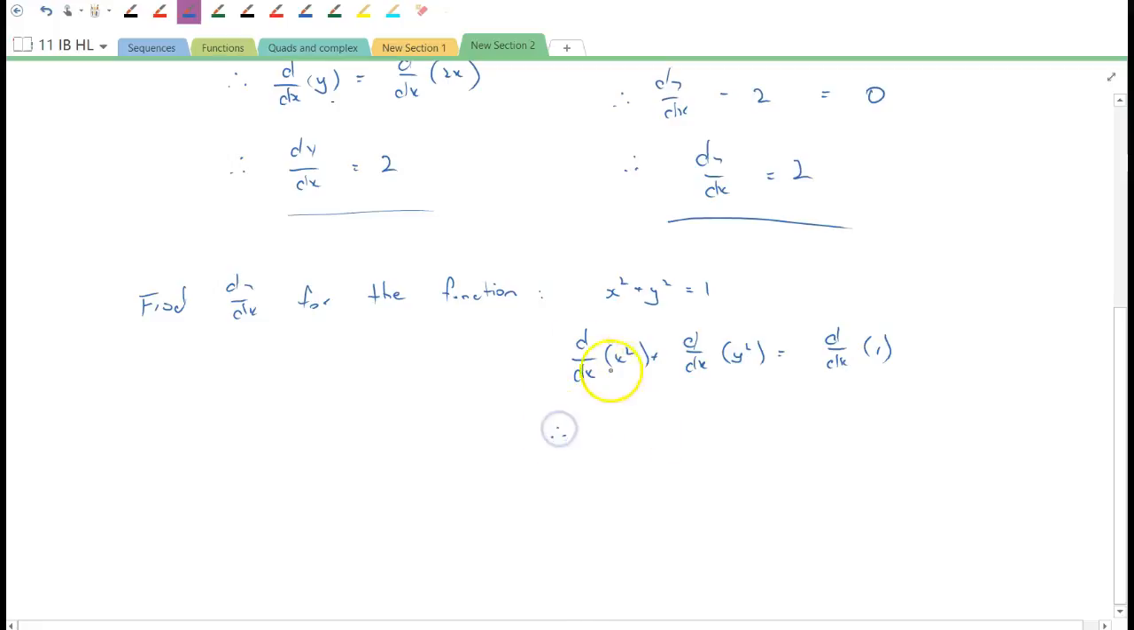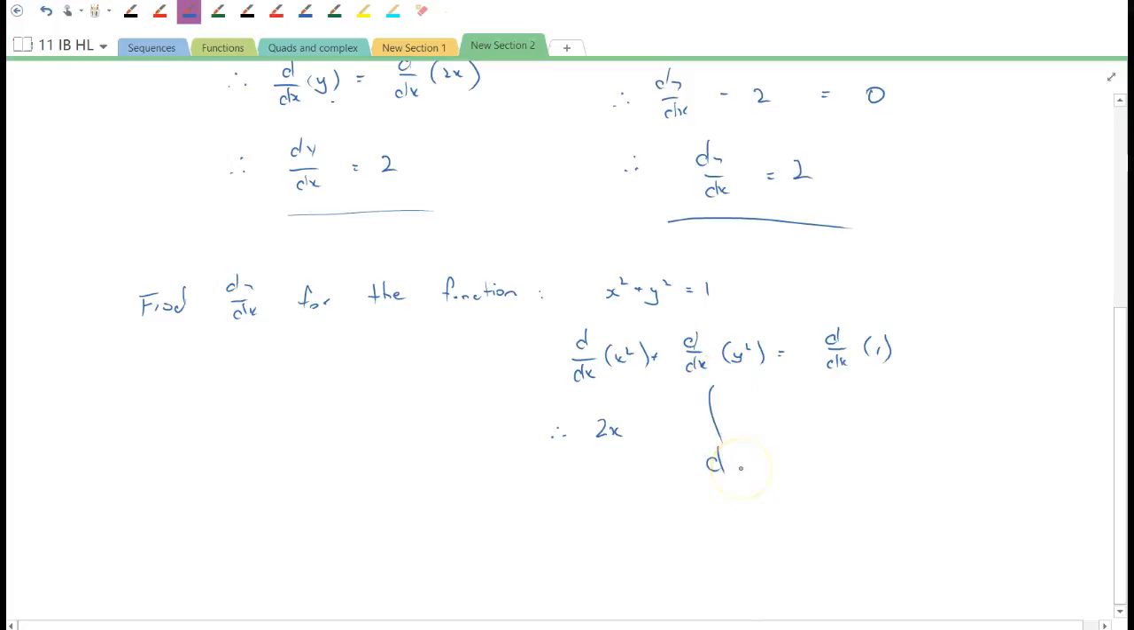The derivative with respect to x of x squared is just 2x. Because we're deriving x squared with respect to x, the variable that this function is actually in, we derive it using the derivative rules: 2x. But when we've got y squared to derive with respect to x, well, we can't do that directly. We can't derive y squared with respect to x. What we can do is use the chain rule to get around this.